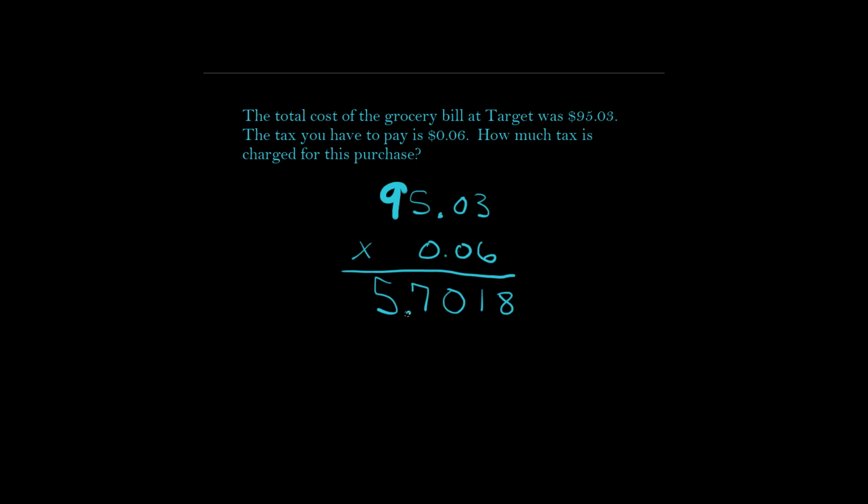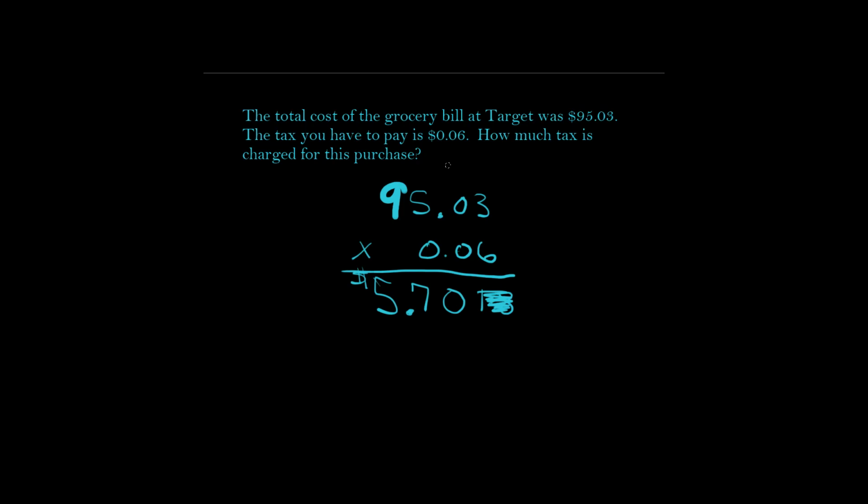That's not the weird part. But can we have $5.70 and then 18 something else? No, we only go to 2 decimal places when we're talking about money. So in this case, we can just eliminate that, because that's like part of a penny. Nobody's going to charge you part of a penny. So the tax here would be $5.70. We counted our 4 decimal places to the right, but the actual tax is just $5.70.